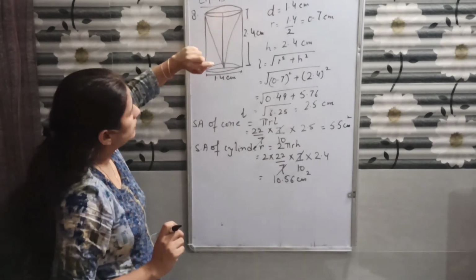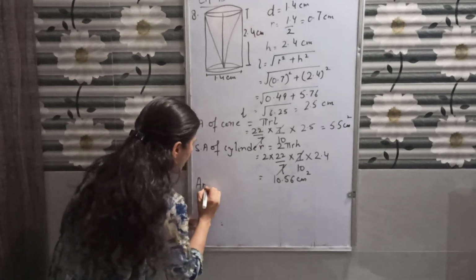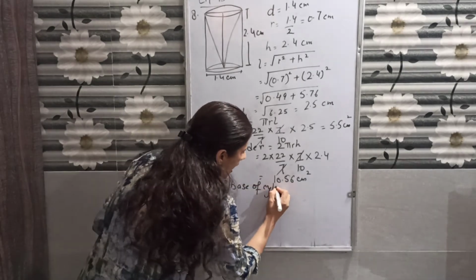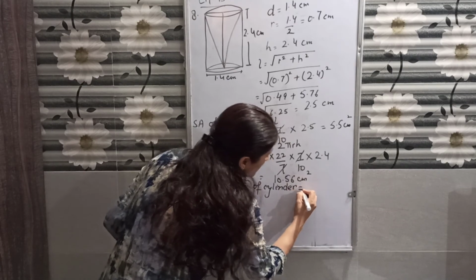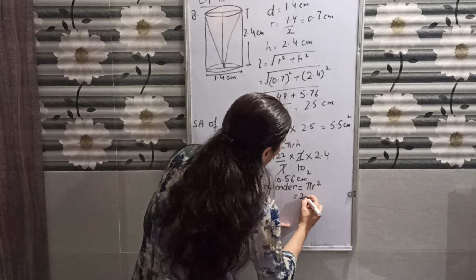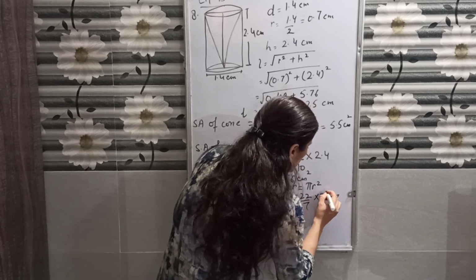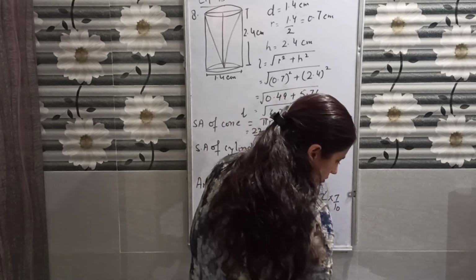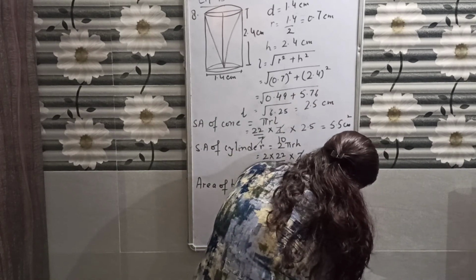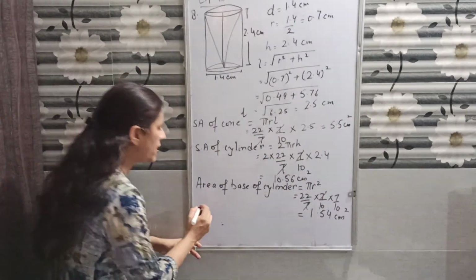Now you have found the surface area of the cone, you have found the surface area of the cylinder, but this base is still remaining. So we have to find the area of the base of the cylinder, and the area of the base is a circle, and the area of a circle is pi r square, that is 22 by 7 into 7 by 10 and 7 by 10. 7 will cancel with 7, and when you do the calculation, you will get 1.54 centimeter square.